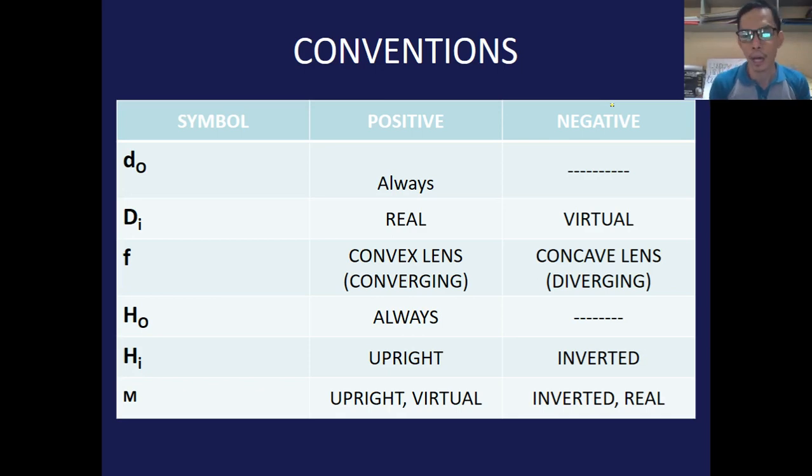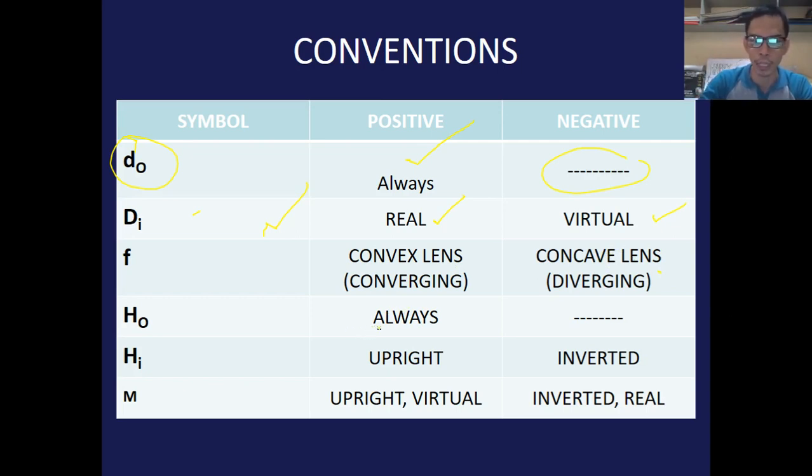Now, let's summarize all the conventions that we have encountered so far. The D sub O, the distance of the object, is always positive. Do not dare to put it in negative sign. The D sub I, the distance of the image, positive is for real and negative is for virtual. Next one, for the focal length, if it is positive, that is converging. Just take note of that. But if it is negative, that is diverging.